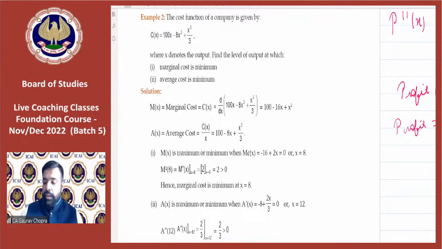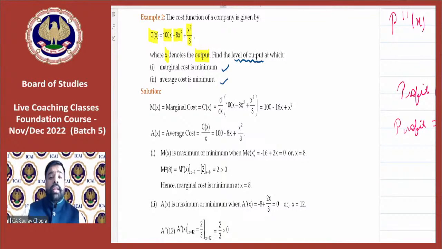So after this, let us try example number second. So here we have to calculate marginal cost and average cost. So Cx is the cost function, 100x minus 8x square plus x cube upon 3. This is given, where x denotes the output, and find the level of output. We have to calculate the level of output at which the marginal cost is minimum and average cost is minimum.